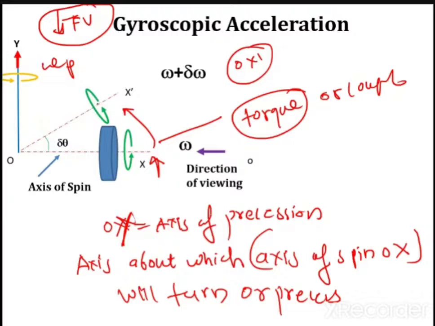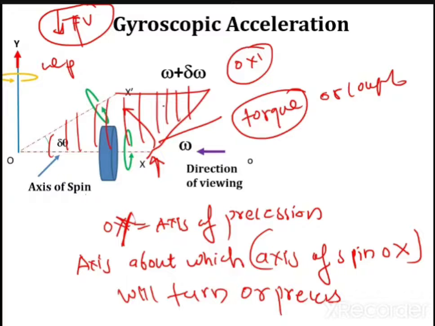And if you want to see this, in which plane will you see it? You will see it from the front view, sorry, the top view, looking from above. In short, you will see it in this plane. So looking from above, what will you see in this plane? You will see that this axis of spin is precessing about this OY axis.